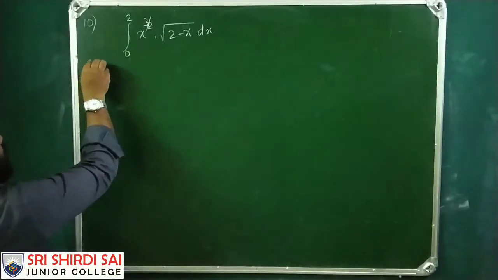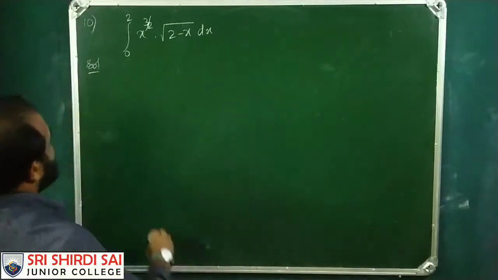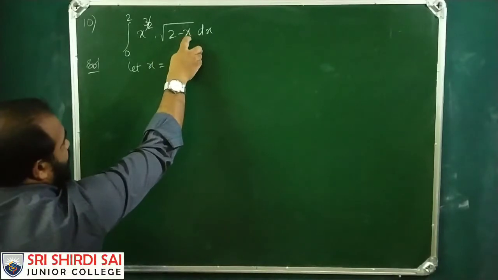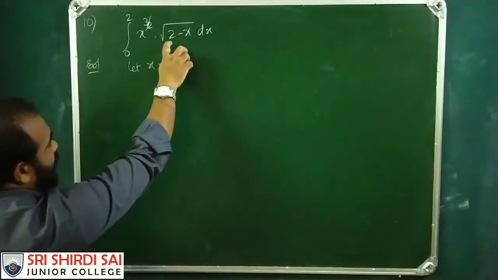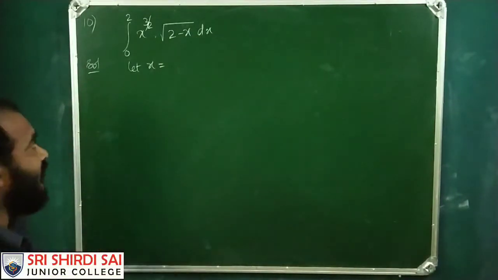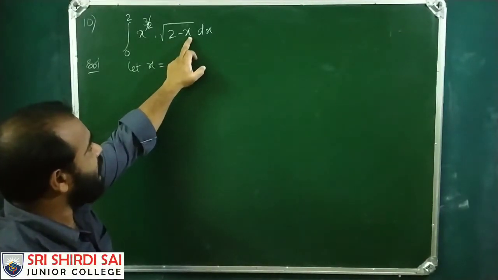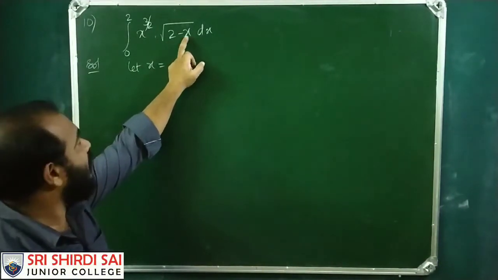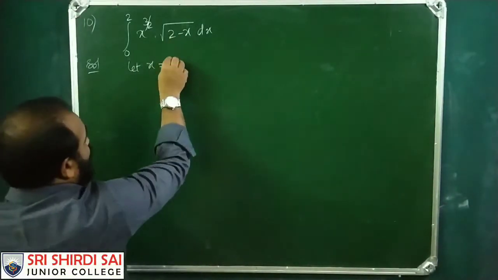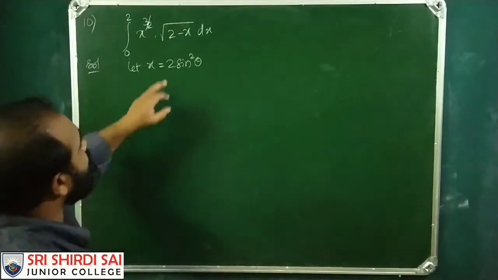Question: the integral from 0 to 2 of x power 3 by 2 root of 2 minus x. For this, let x be equal to, here 2 is there. If I take this to be 2 sin square theta, if I take 2 common, 1 minus sin square theta and so on, actually we will get it. So last problem, this was a square minus x square, where I had taken x to be a sin theta. Here there is no x square. Therefore I will take x equal to 2 sin square theta.